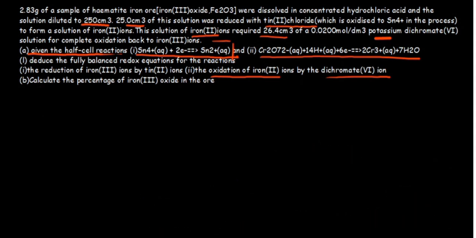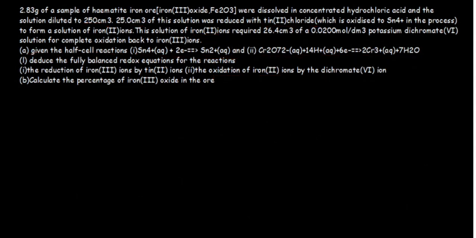So we need to do that. How do you get the percentage? We need to get the percentage of iron 3 oxide in the ore. If we go back to the question, it is very clear. We've been given a 2.83 gram sample of the hematite ore, so we've been given its mass. It was dissolved in HCl and the solution was diluted to 250 cubic centimeters. That is the first part of the question, which gives us the actual mass of the iron ore.